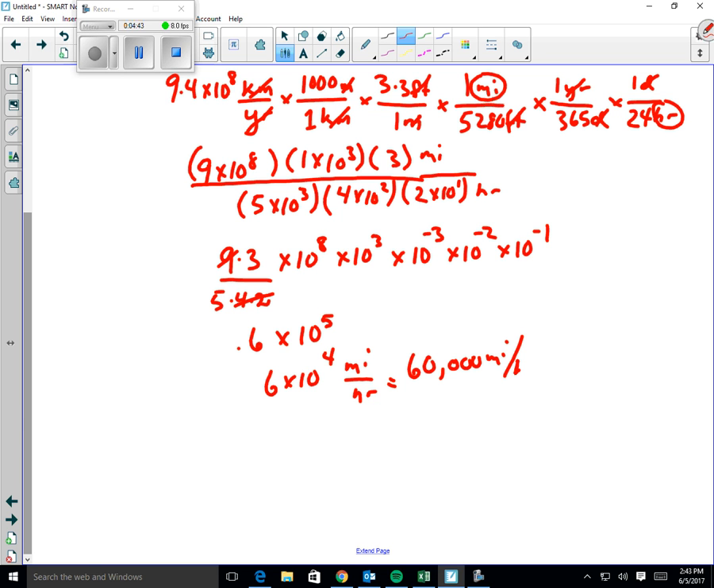miles per hour. So the Earth is going around, and we're actually traveling right now at 60,000 miles per hour as the Earth goes around the Sun. Now I looked up the actual value, and it's close to 70,000, so we're certainly in the right ballpark.